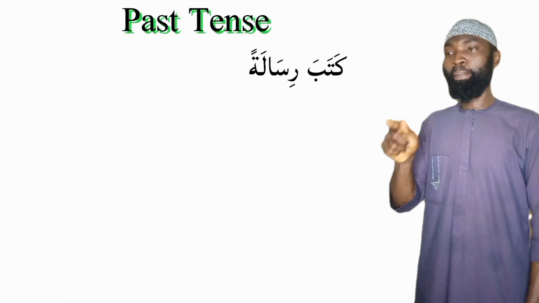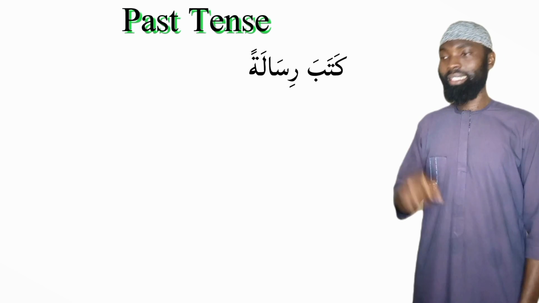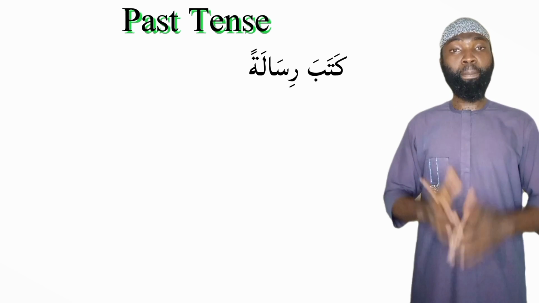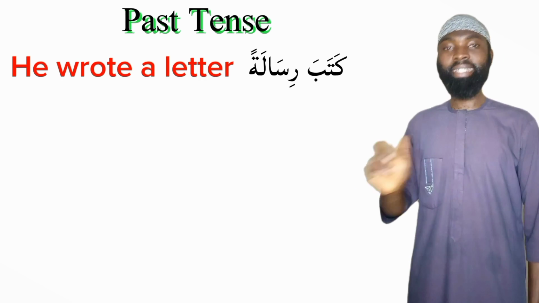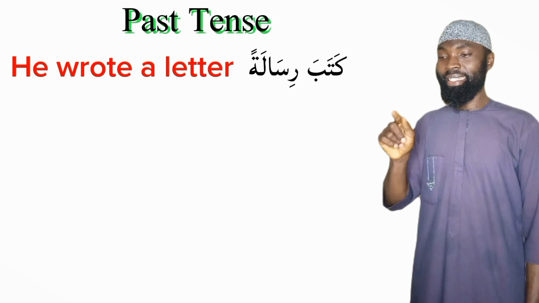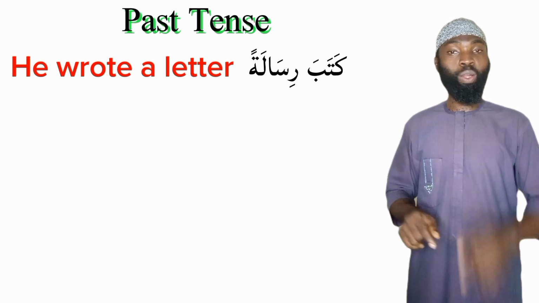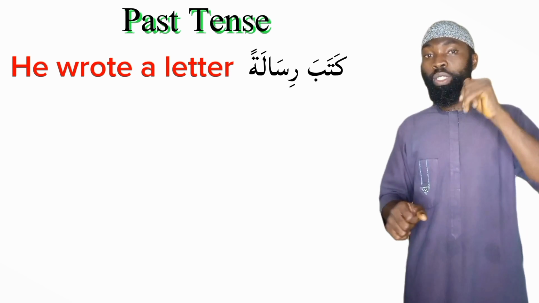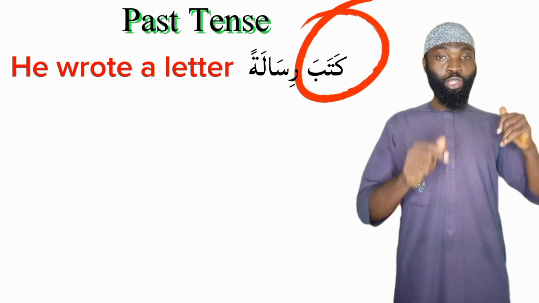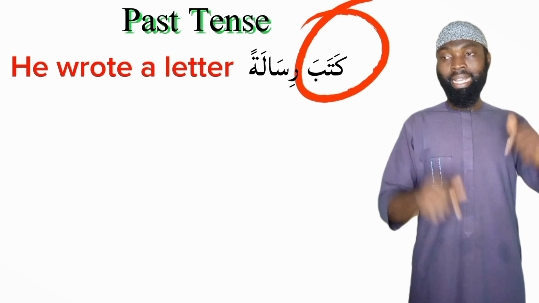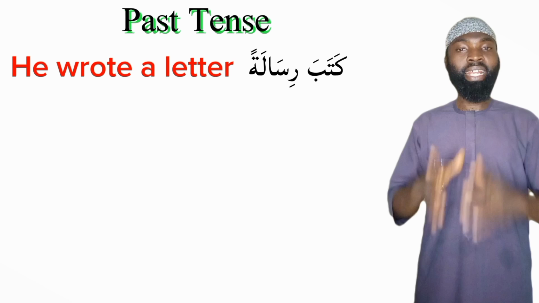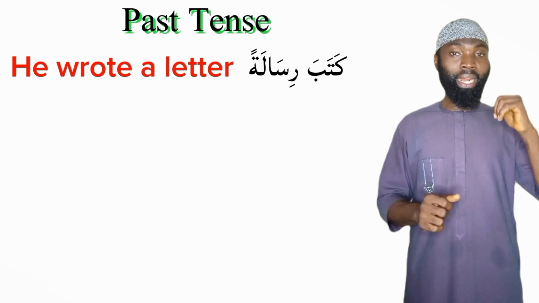For example, if I say kataba risalatan, meaning he wrote a letter. Kataba risalatan, he wrote a letter. The word kataba means he wrote, meaning in the past. So you can see this is a past tense. Kataba risalatan, he wrote a letter in the past.